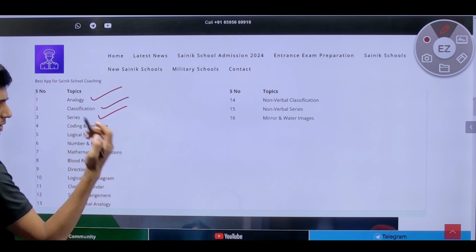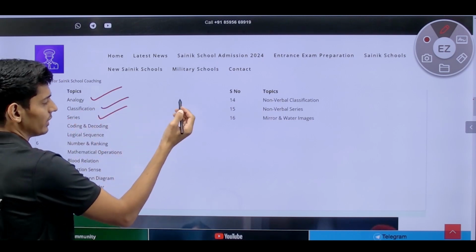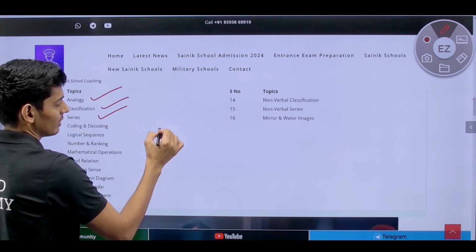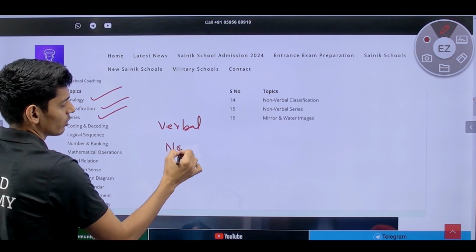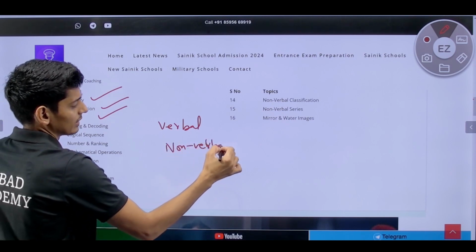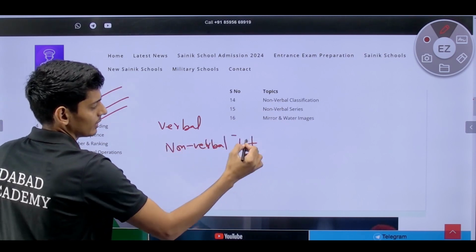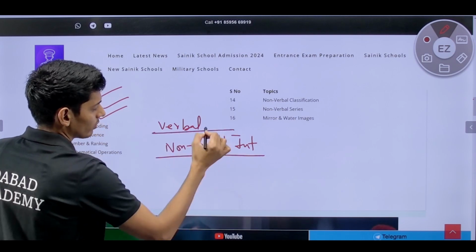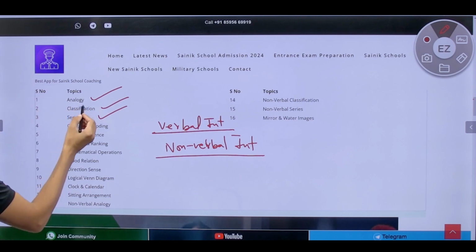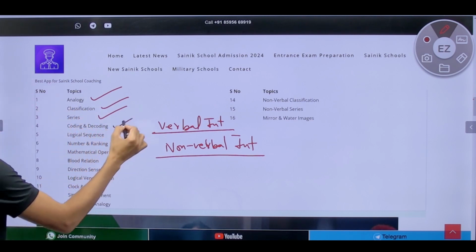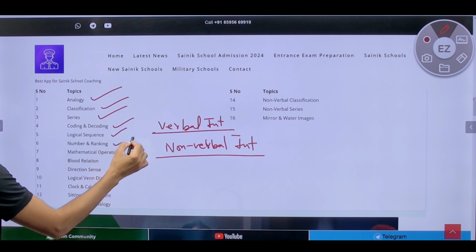There are two types of reasoning portion when you come to intelligence. The first one is verbal. There are certain chapters from verbal. Then you have non-verbal intelligence, non-verbal int, and then you have verbal int. So all these chapters are part of these two classifications. So you have analogy, classification, series, coding and decoding, logical sequence, number and ranking.